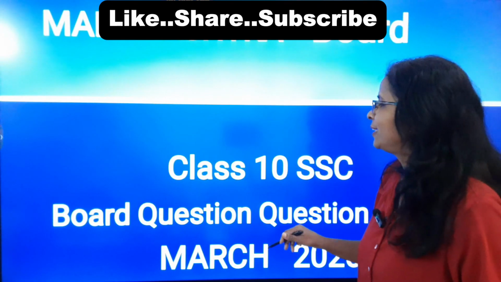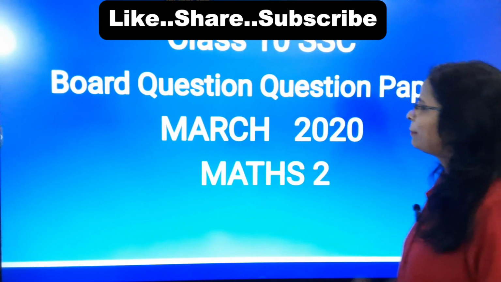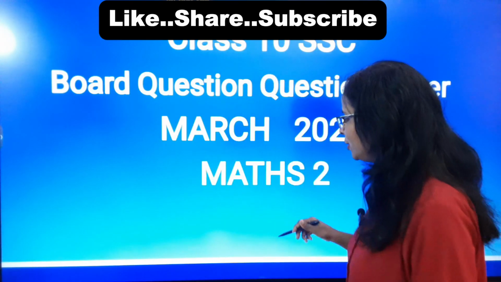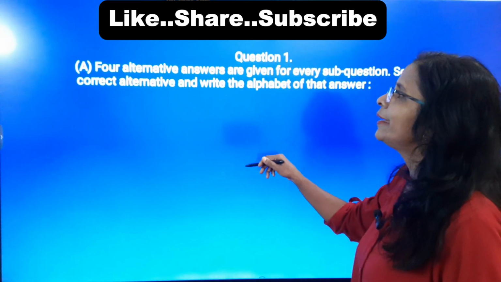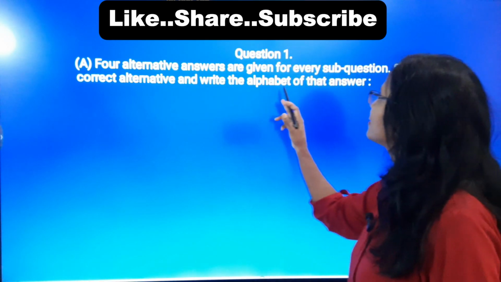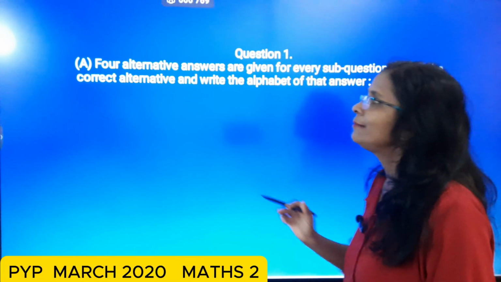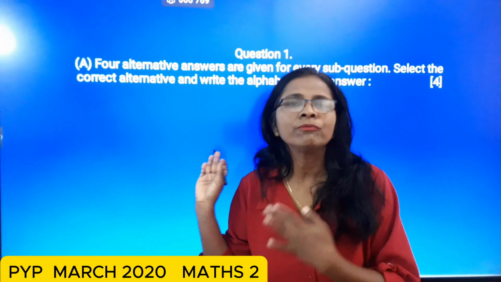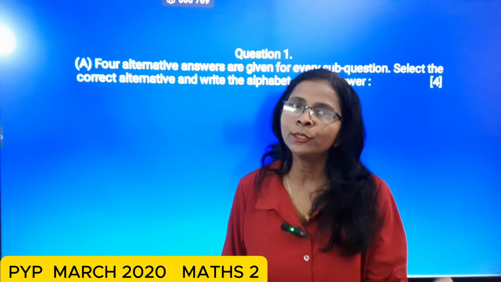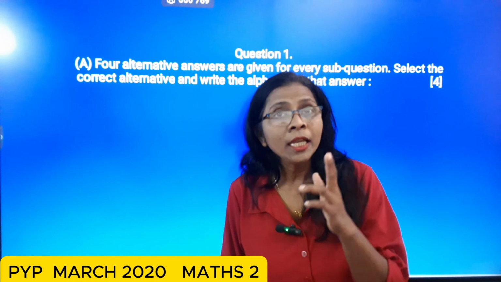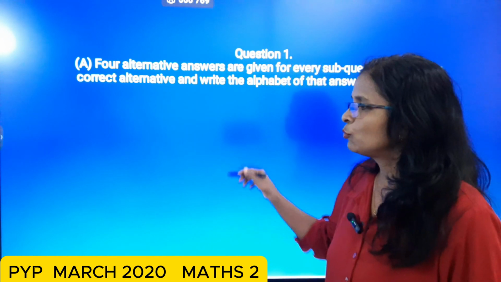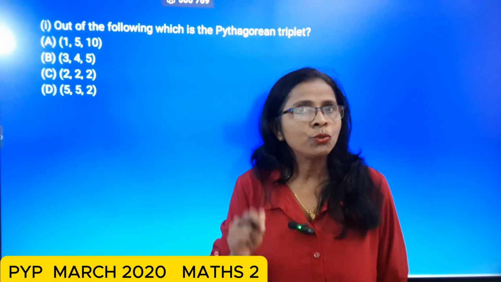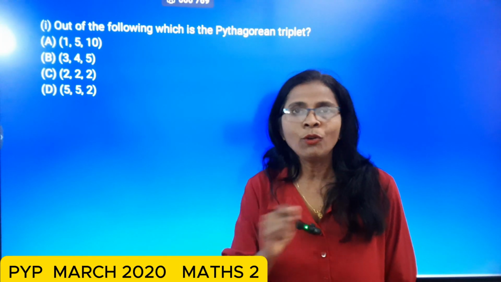Now here, students, there is a class 10 SSC board question paper, the March 2020 paper, that we are solving. Question one: four alternative answers are given for every sub-question; select the correct alternative and write the alphabet of that answer. There are 4 MCQs and each MCQ carries 1 mark. Students, these questions are really very easy, so follow my strategy.